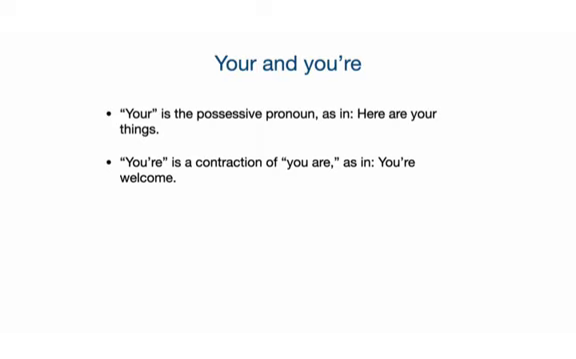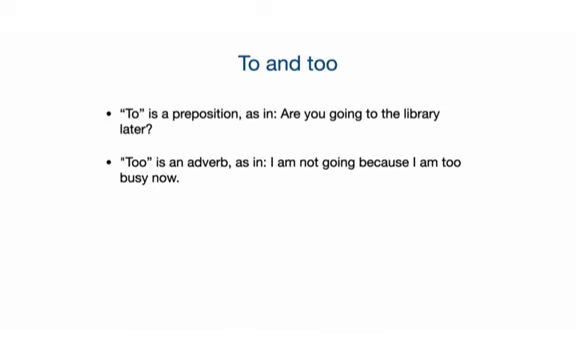Your and you're. Your is the possessive pronoun, as in, here are your things. You're is a contraction of you are, as in, you're welcome. Two, to, and too. To is a preposition, as in, are you going to the library later? Too is an adverb, as in, I am not going because I am too busy now.